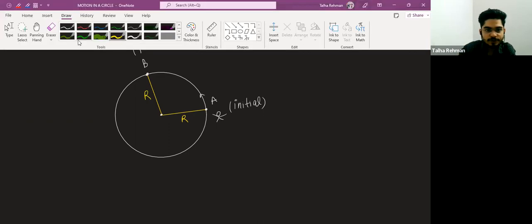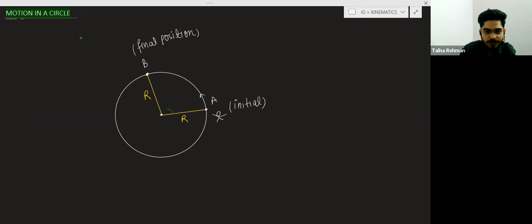So from here to here, there will be some angle swept by the person in going from point A to point B. Suppose that angle swept will be theta. What is this? Theta. And the center of the circle is O. Center of the circle is O. Okay.